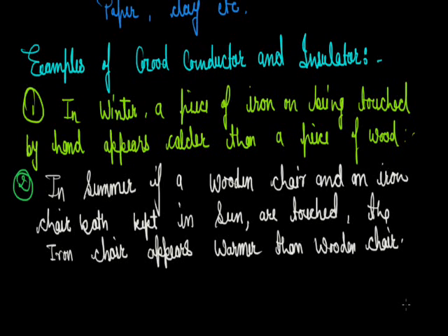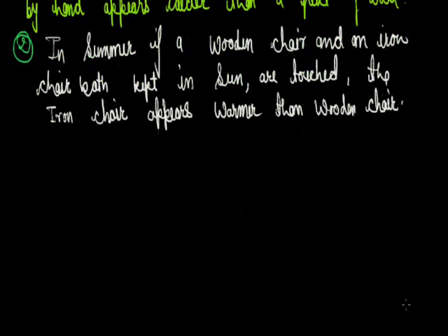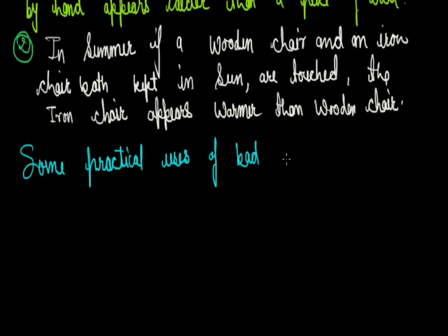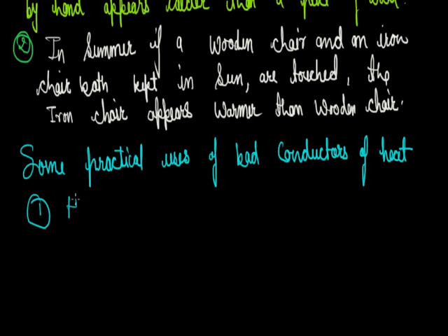Okay. So some practical uses are also here. Next topic is some practical uses of bad conductors of heat. First, house insulation. House insulation.